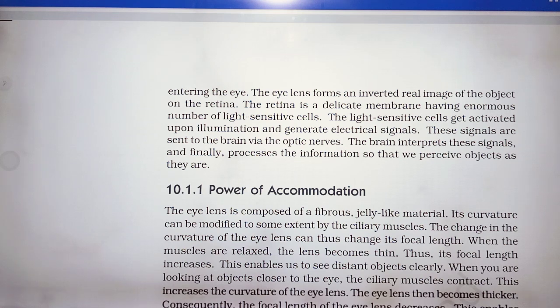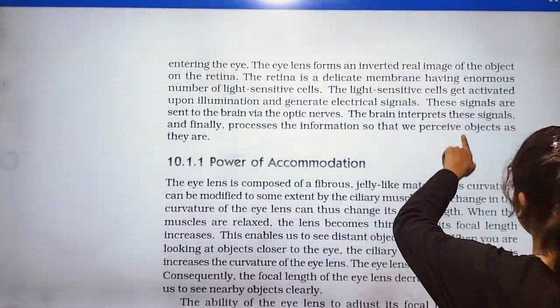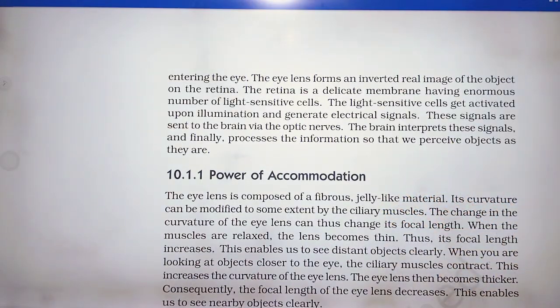These signals are sent to the brain via the optic nerve. In the figure, here is the optic nerve. So this signal is sent to the brain with the help of the optic nerve.